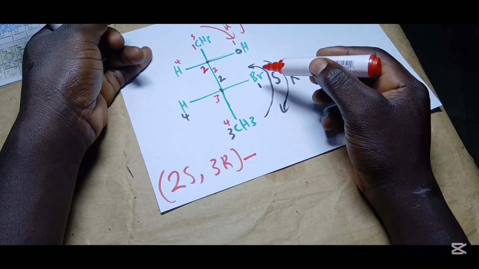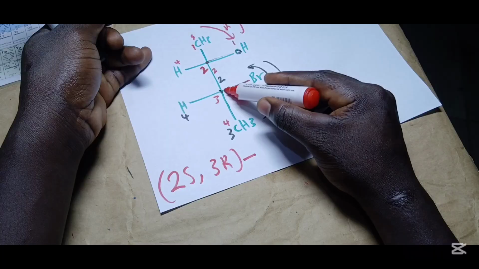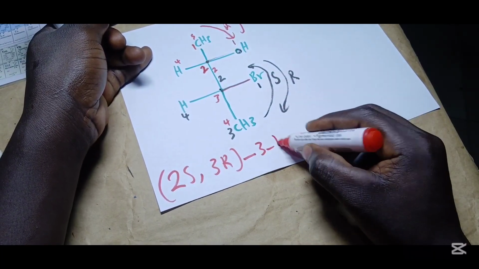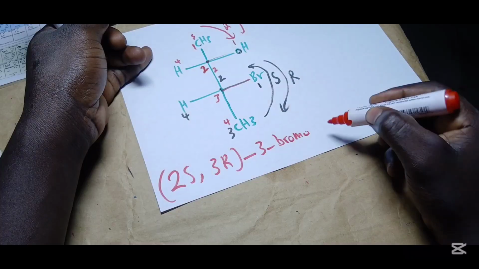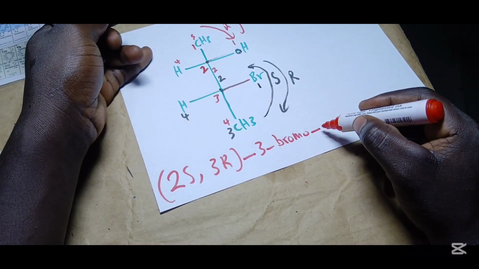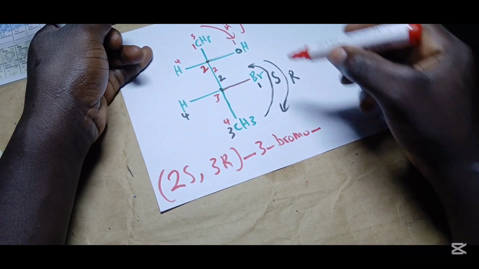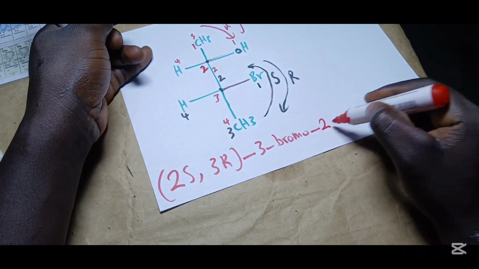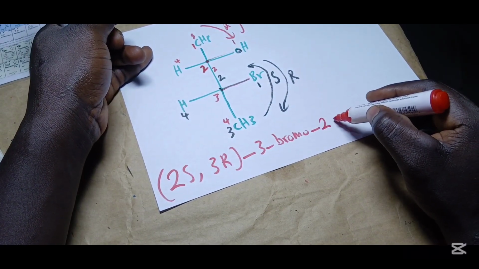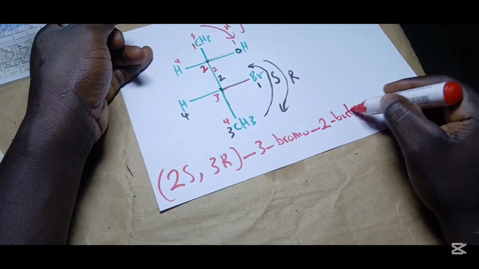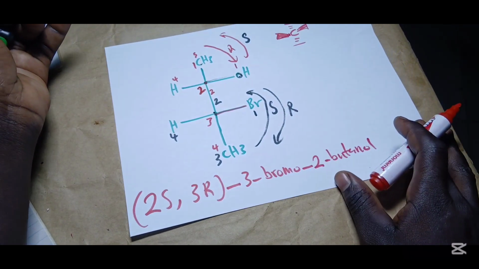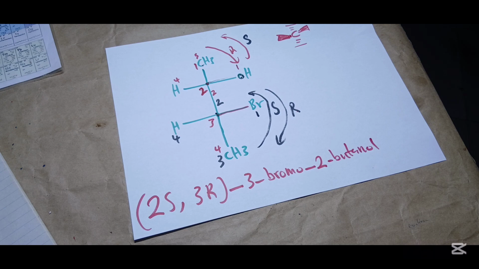Where do we have the substituent? At carbon number 3. So we are going to have 3-bromo, dash. Let's indicate where our functional group is. Which carbon is our functional group on? Carbon number 2. 2-butanol, right? Butanol. So that is it for this problem.